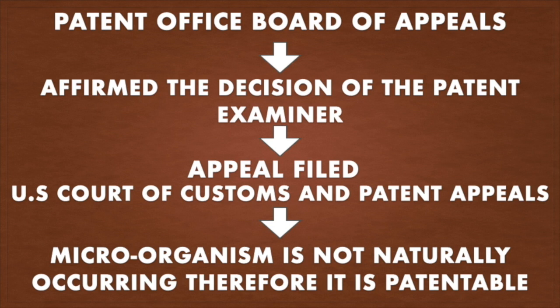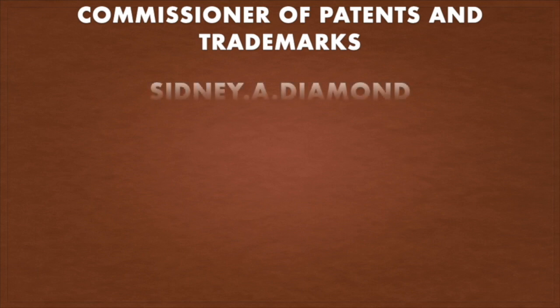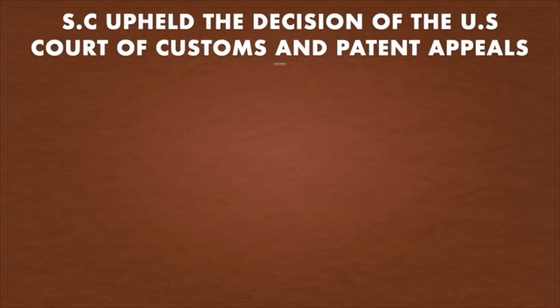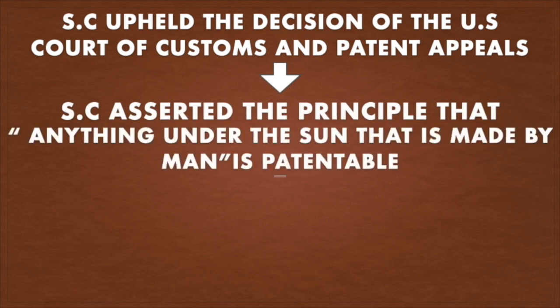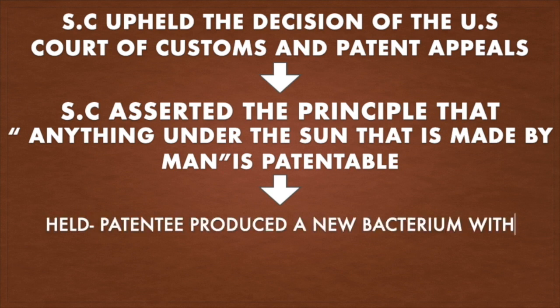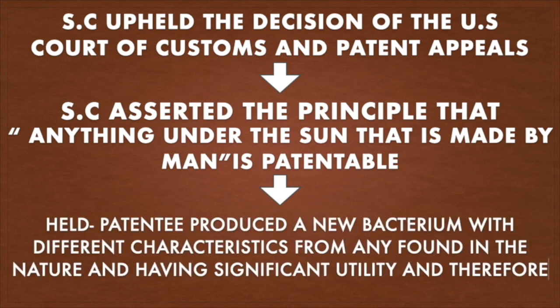When this judgment was given, the then Commissioner of Patents and Trademarks, Sidney A. Diamond, filed a writ petition before the Supreme Court. The Supreme Court also upheld the decision of the US Court of Customs and Patent Appeals. Moreover, the Supreme Court asserted the principle that anything under the sun that is made by man is patentable. The court held that the patentee, Anand Mohan Chakrabarty, produced a new bacterium with different characteristics from any found in nature and having significant utility, and therefore it is patentable.